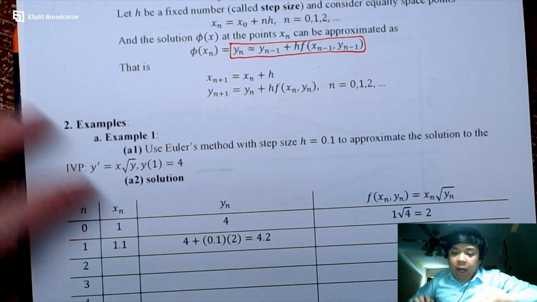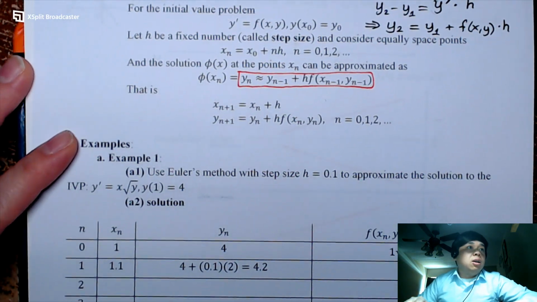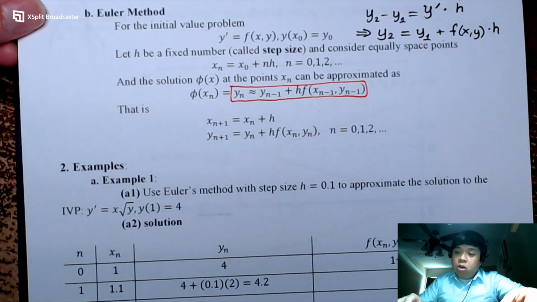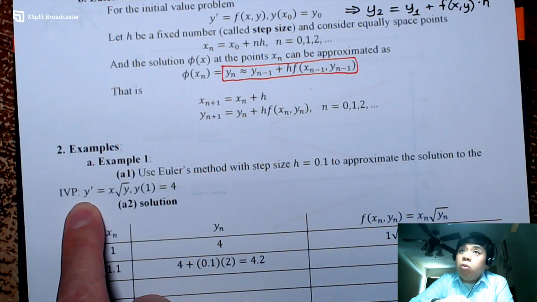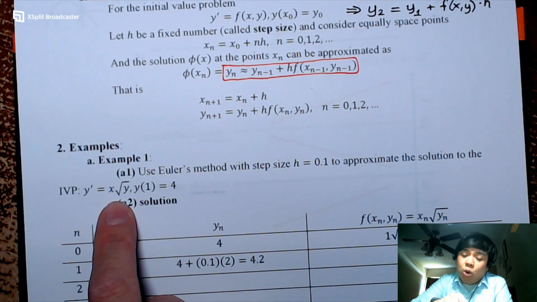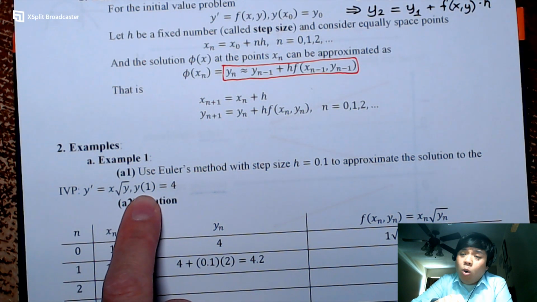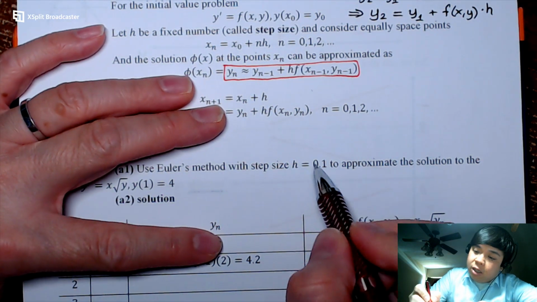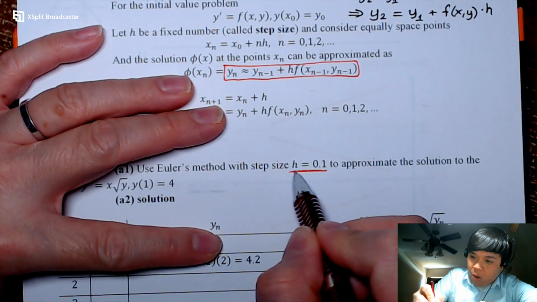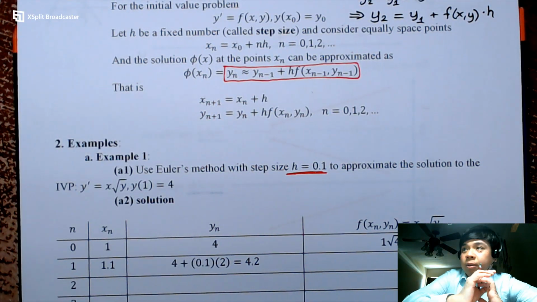Right, good. Now, let's look at the problem. Solve the initial value problem. y prime equal to x times the square root of y, y of 1 is equal to 4. And we use the step size of h equal to 0.1, so the step is 0.1.